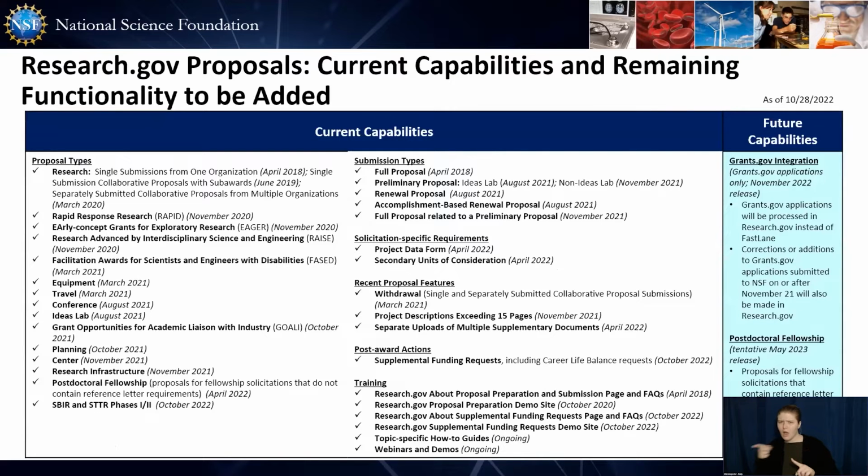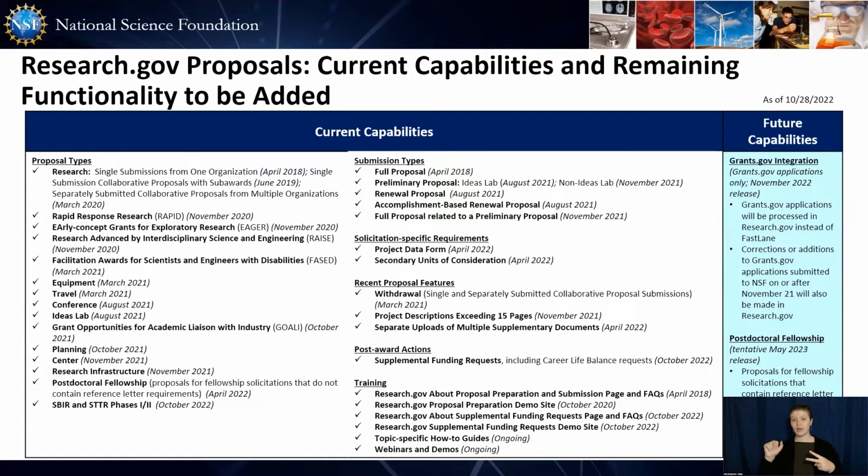So this slide here is a lot of text, and I don't expect people to read it, but the left-hand side are current capabilities, and the right-hand side is what is still remaining. So as you can see, we're almost at the end. We have almost everything implemented that we need to in order to turn off FastLane. The two major things that are still outstanding are the grants.gov integration.